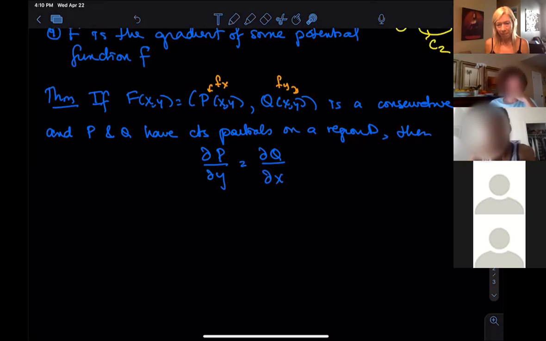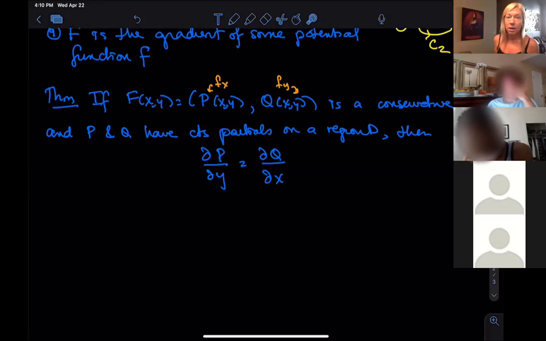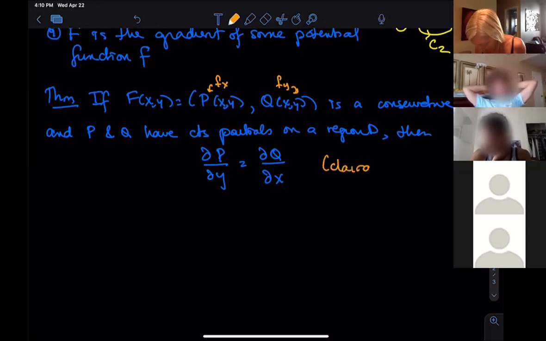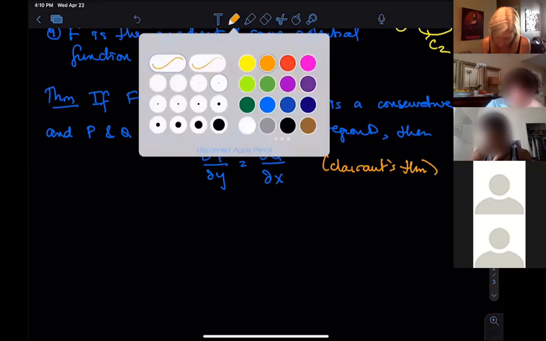That rule thing, yeah. It was Clairaut's theorem, saying that the cross partials are equal, f_xy equals f_yx. So if you understand what it means to be conservative, as being the gradient of some real-valued function, then this just follows from Clairaut's theorem. But it's true. Okay, so it's good to know.